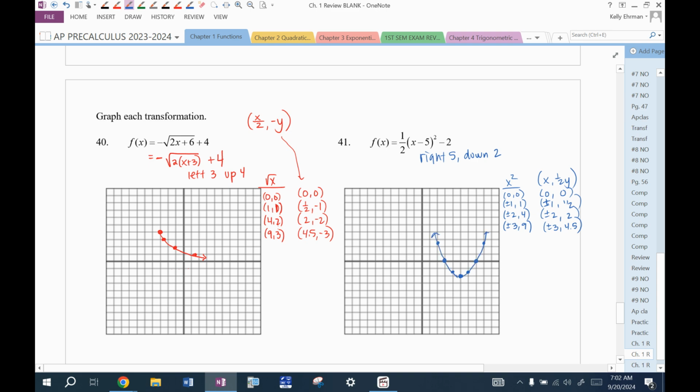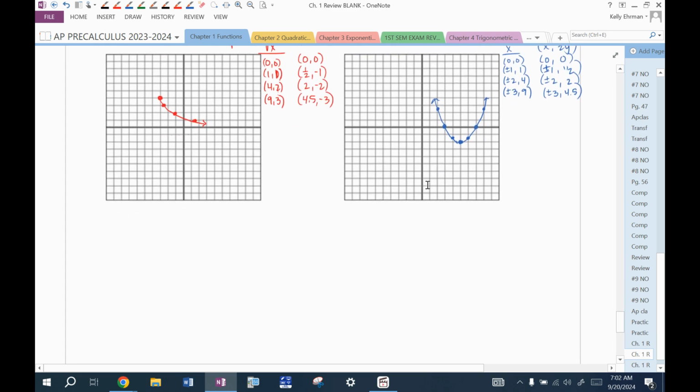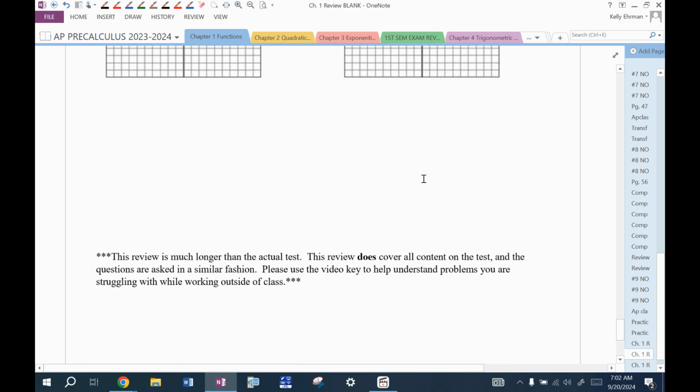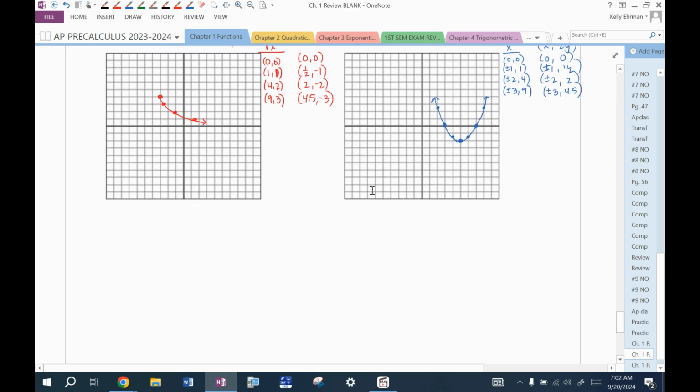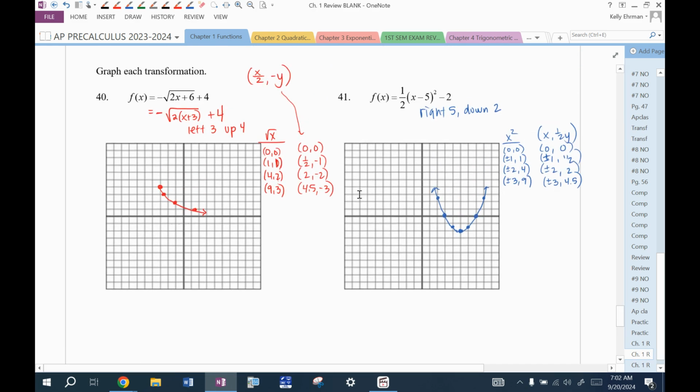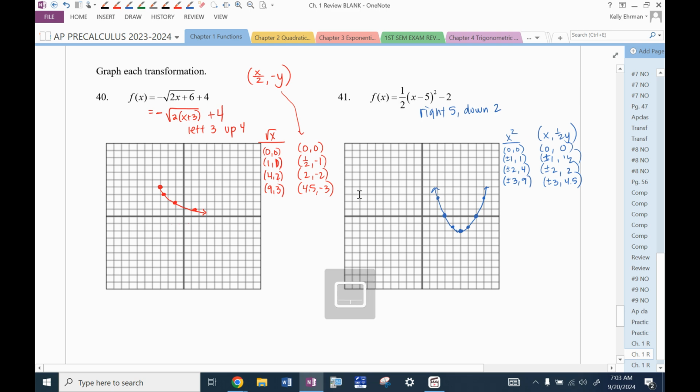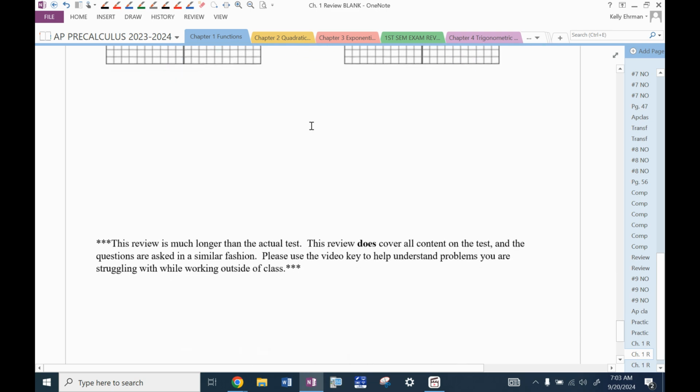All right, so that finishes our last page of our review. Remember, the review covers everything that's on the test. There are no surprises on the test. This is much longer than the test. I think the test is 26 or 28 problems, not 41. So you've got lots of practice in the review. If you want more practice, we've got a domain and range packet. We've got a composite functions packet. We've had worksheets. Go back through homework, practice your calculator stuff. I think that's it.